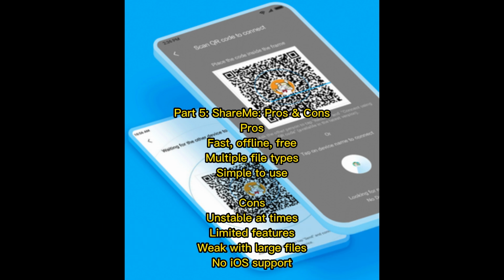Part 5. ShareMe pros and cons. Pros: fast, offline, free. Multiple file types, simple to use. Cons: unstable at times, limited features, weak with large files, no iOS support.